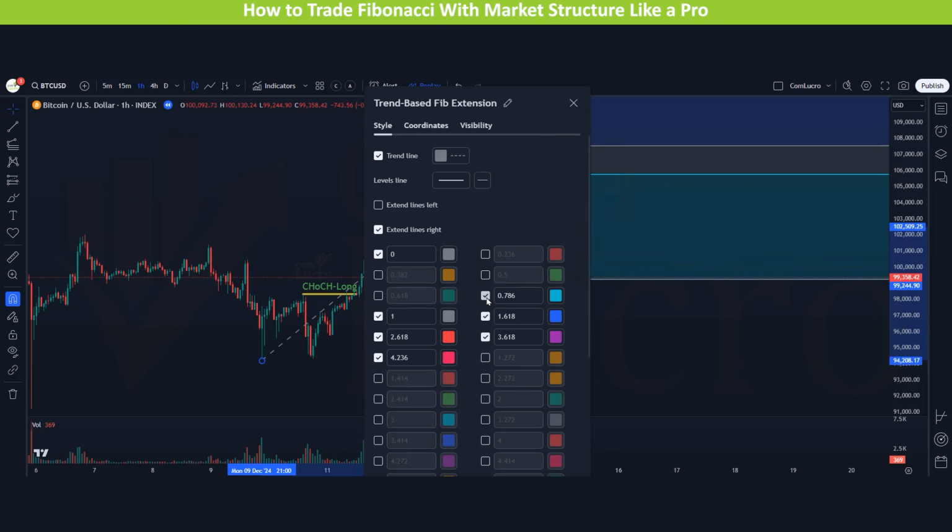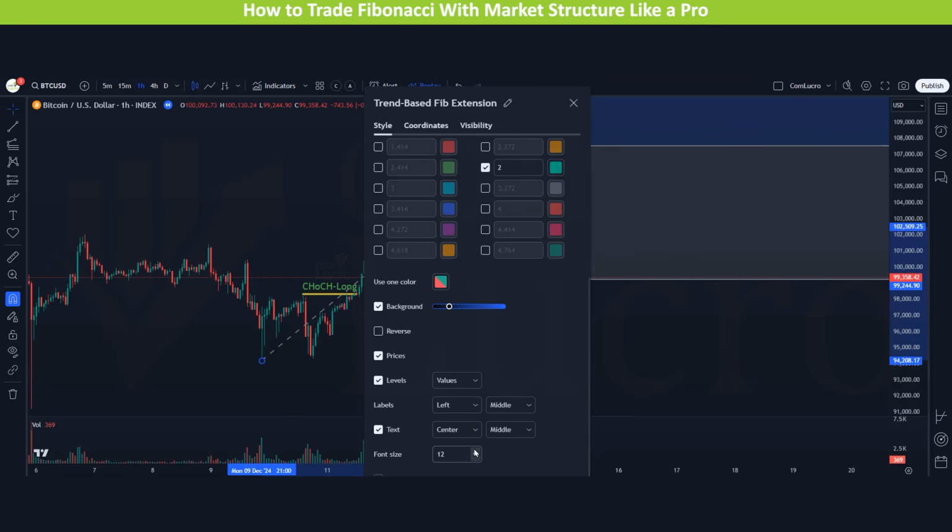Next, strip out the unnecessary levels and focus only on the key ones: 100%, 161.8%, 200%, and 261.8%. Turn off the background shading to keep the chart clean and focused, and hide the price values to cut out distractions. Finally, under the level section, switch to percent so the extension levels read as percentages.